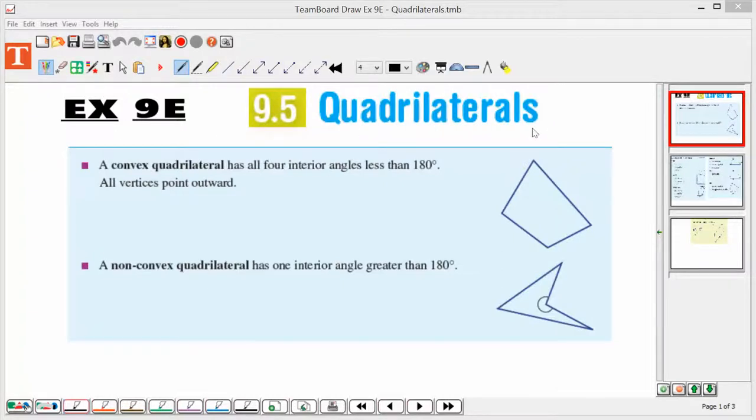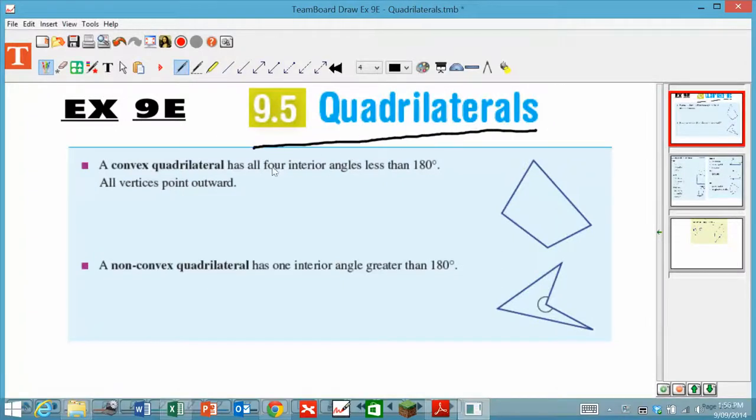Exercise 9E, looking now at quadrilaterals. So we've just looked at triangles and angle sum of triangles. So now we're looking at quadrilaterals. We've sort of looked at these in our very first tutorial, I think.